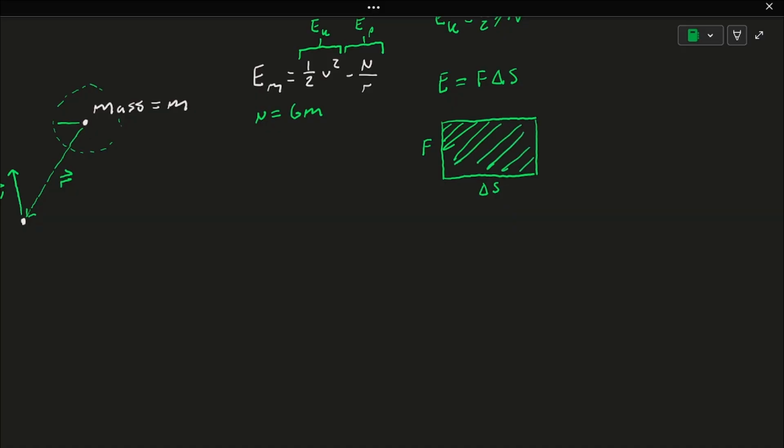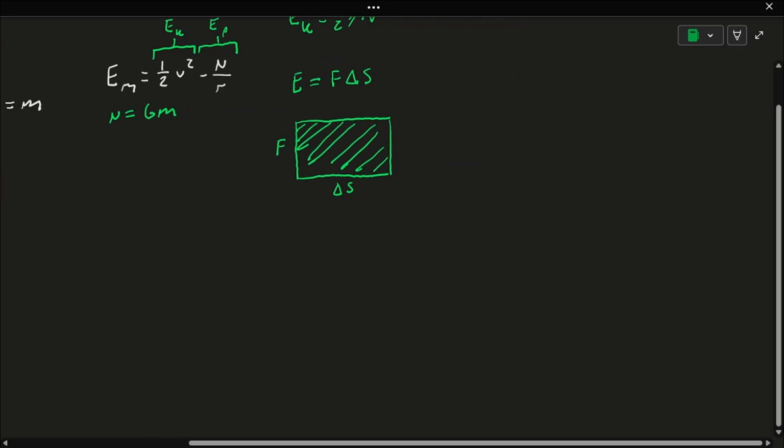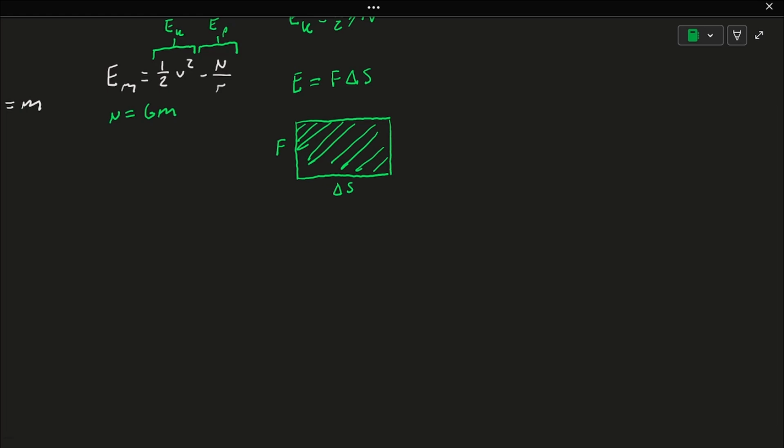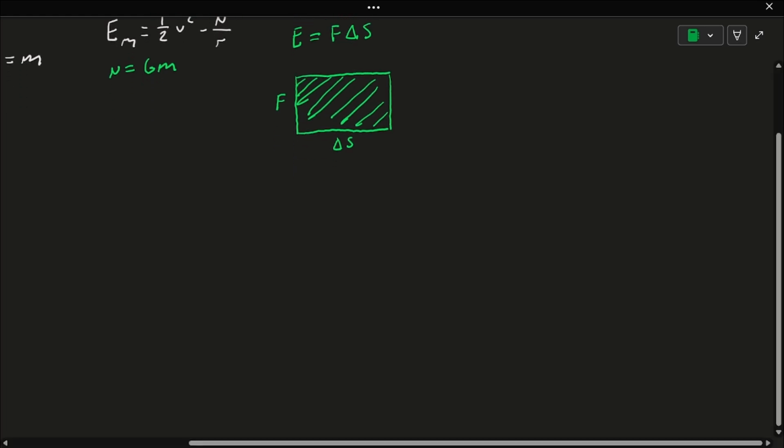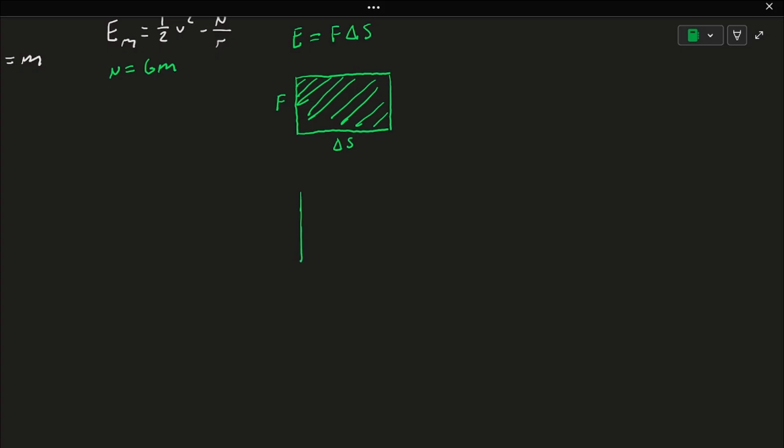However, what if our force changes with distance? And this is exactly the case with gravity. So as we get closer to the body, we have more force acting upon us, and as we're farther away, we have less force acting upon us. So in reality, instead of calculating a rectangle, we'd be calculating something kind of like this. So we have F, that's that length. We have delta S. But instead of a rectangle, we have something a little bit more like that we'd be calculating.